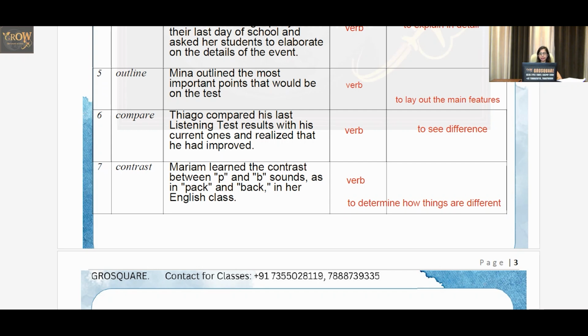ठीक है, लेट्स सपोज, this is what they have given as their example as well, so let me explain. So they are saying Thiago compared his last listening test results with his current ones and realized that he had improved. ठीक है, लेट्स सपोज उसके फर्स्ट टेस्ट में क्या स्कोर आ रहा था, 6.5 आ रहा था, बट अभी जो है 8 आने लग गया.